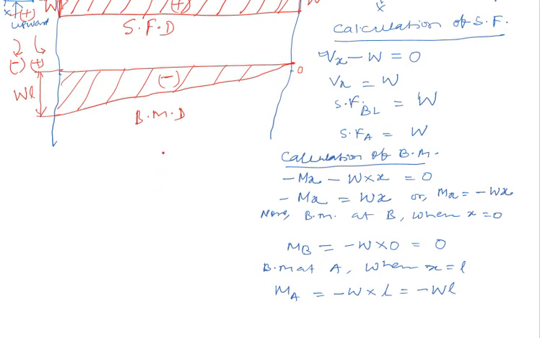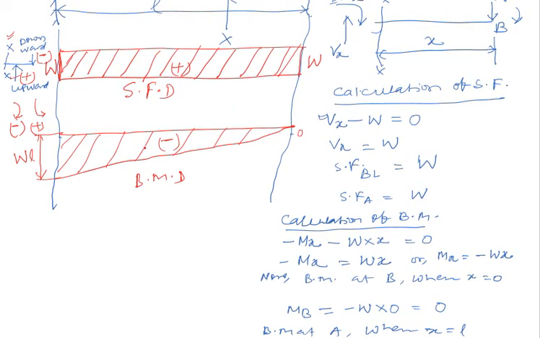So you observed or noticed that in case of point load, the shear force diagram becomes a straight line or rectangle, and in case of point load, the bending moment diagram becomes a triangle, correct? So while you are drawing the diagram, you have to remember all these points, so that there should not be any mistake.